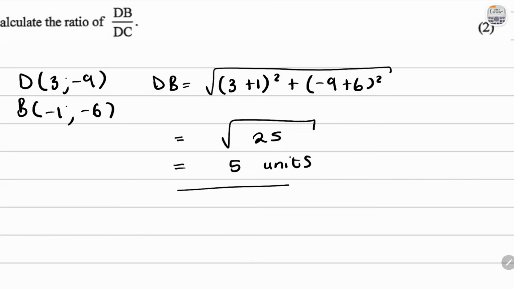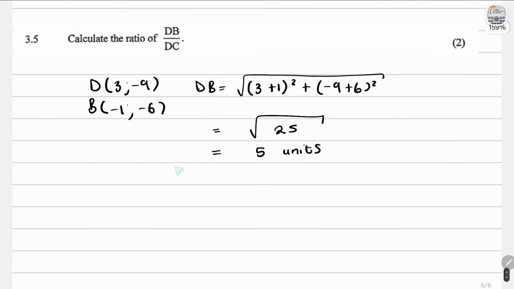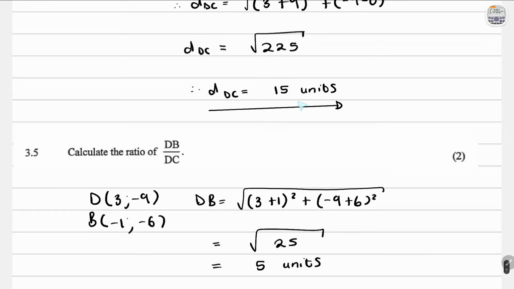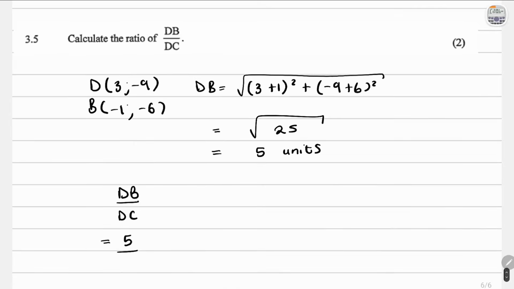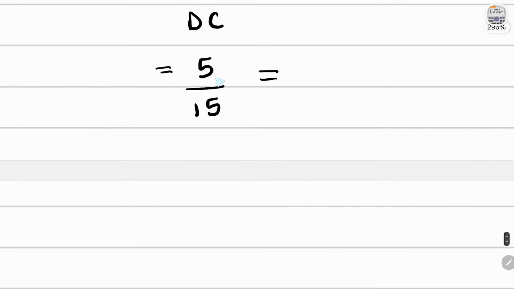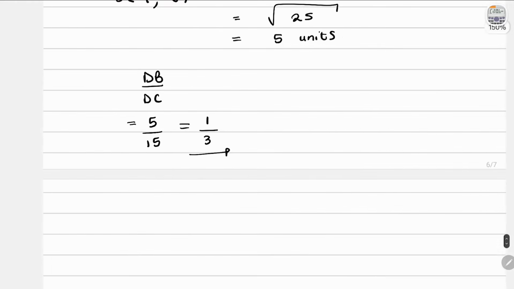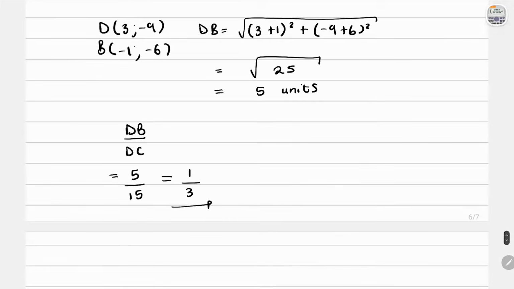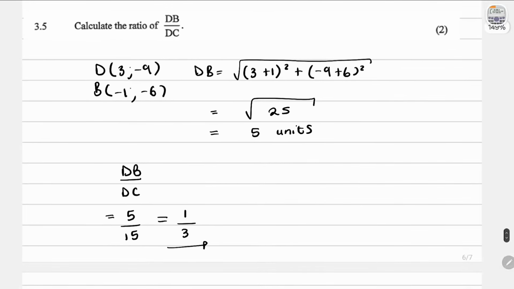So we know what DB is now. That would mean that DB over DC is equal to 5 units over DC, which we remember is 15 units. So 5 over 15 simplifies, since they both have a common factor of 5. 5 divided by 5 is 1, and 15 divided by 5 is 3. So the ratio is 1/3. Okay, moving on to the next question.